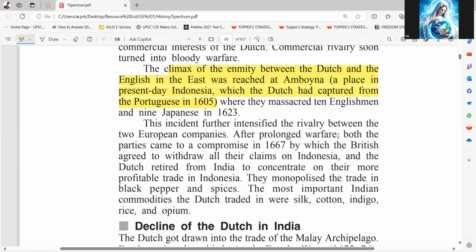This incident further intensified the rivalry between the two European companies. After prolonged warfare, both parties came to a compromise in 1667, by which the British agreed to withdraw all their claims on Indonesia, and the Dutch retired from India to concentrate on their more profitable trade in Indonesia. They monopolized the trade in black pepper and spices. The most important Indian commodities the Dutch traded in were silk, cotton, indigo, rice, and opium.